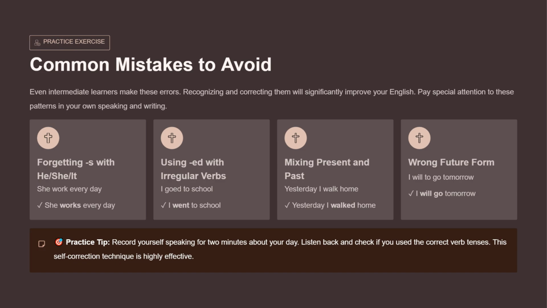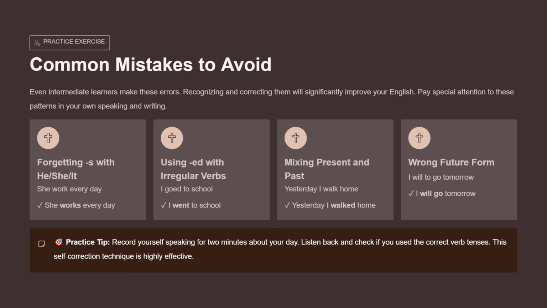Mixing present and past. Yesterday I walk home. Instead, you will say yesterday I walked home. Wrong future form. I will go tomorrow. I will to go tomorrow. Instead, you will say I will go tomorrow. That is the correct version.